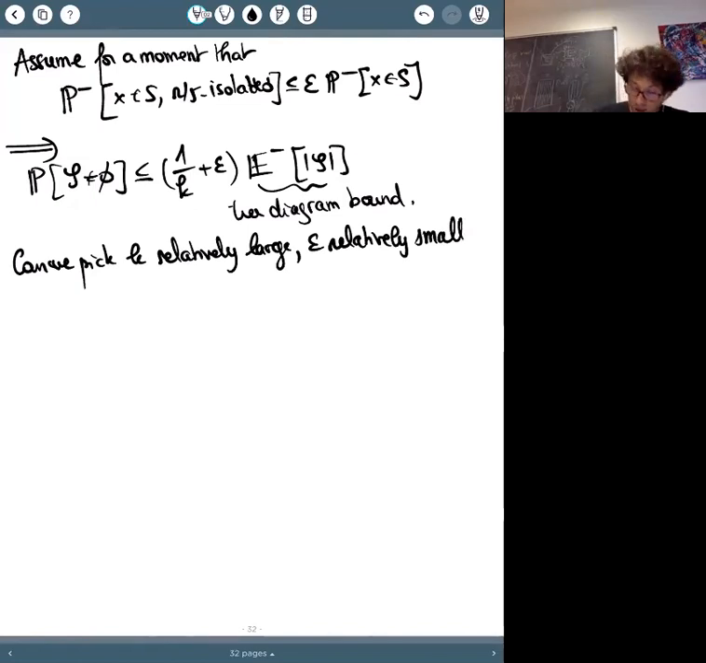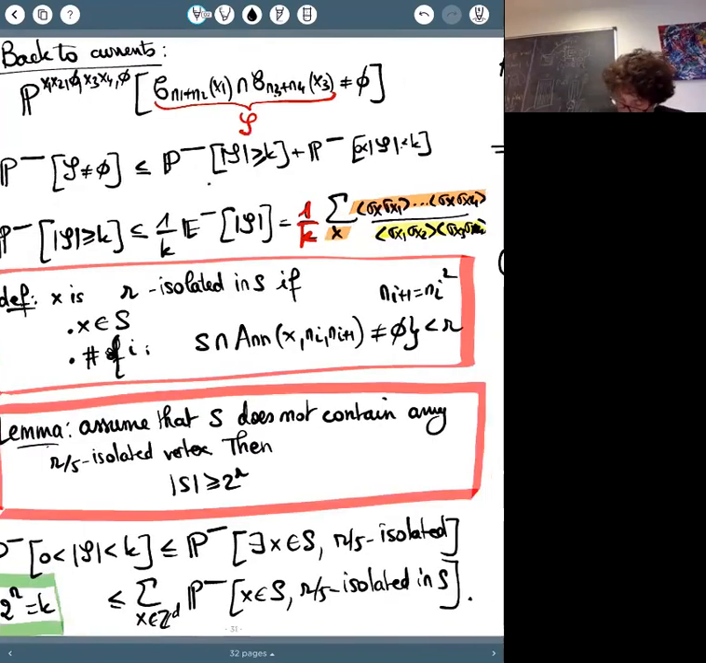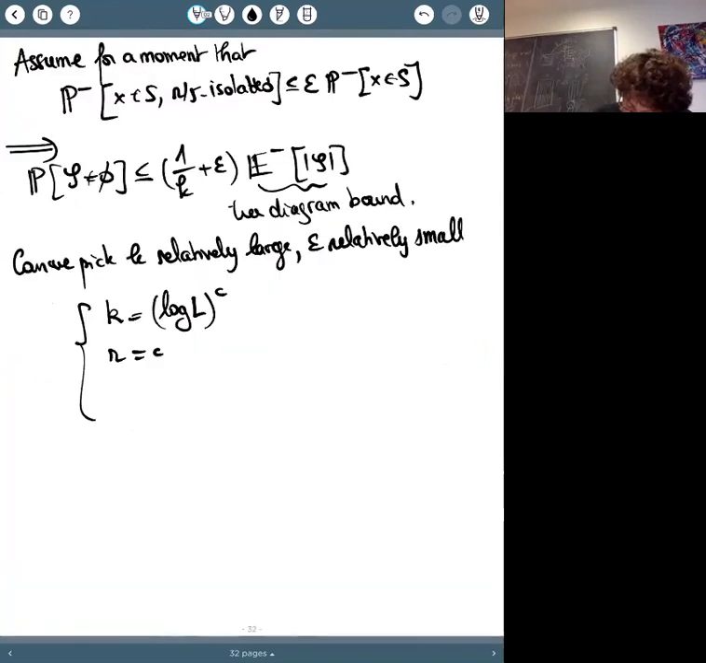Okay? So from now on, what we are going to do is, for k, we are going to take log L to some small constant. So that tells me that R, which was here, should be something like a small constant times log L. And we are going to prove that, in fact, for this, epsilon can be chosen as 1 over log L to some small constant. So maybe C0, C1, C2. Okay.